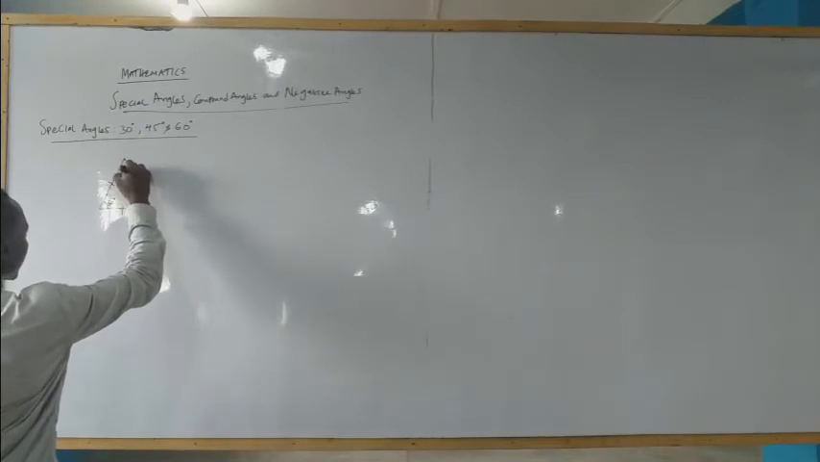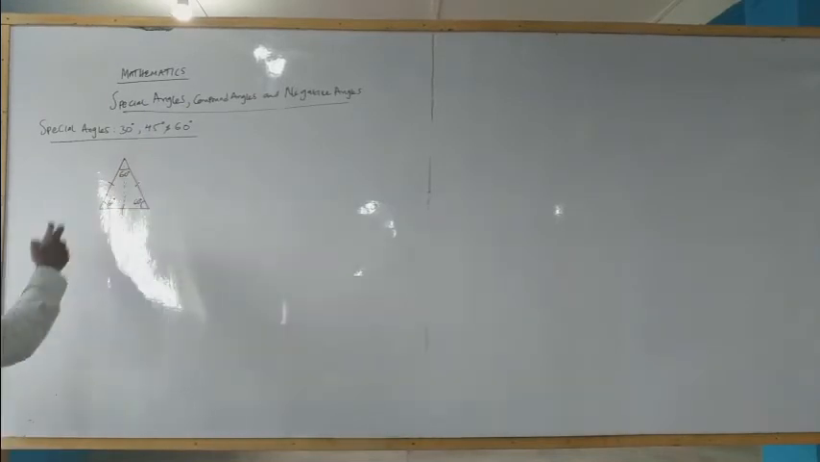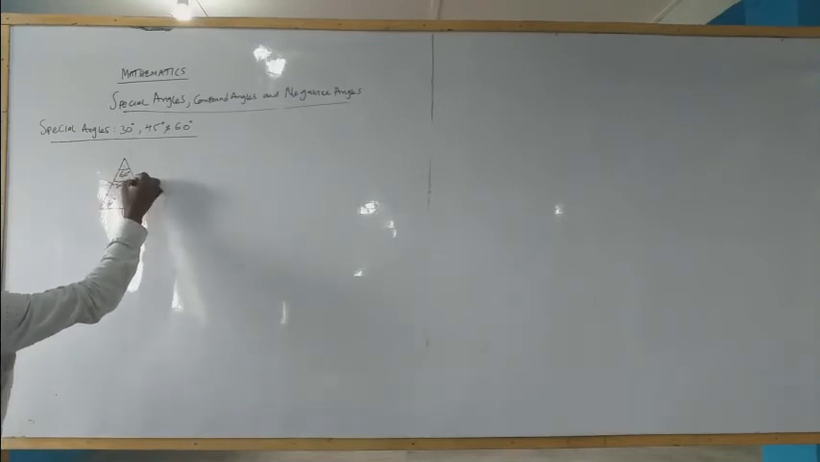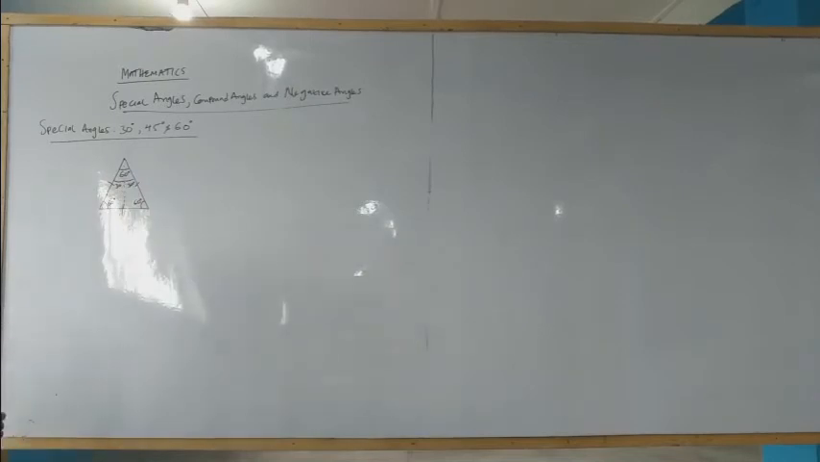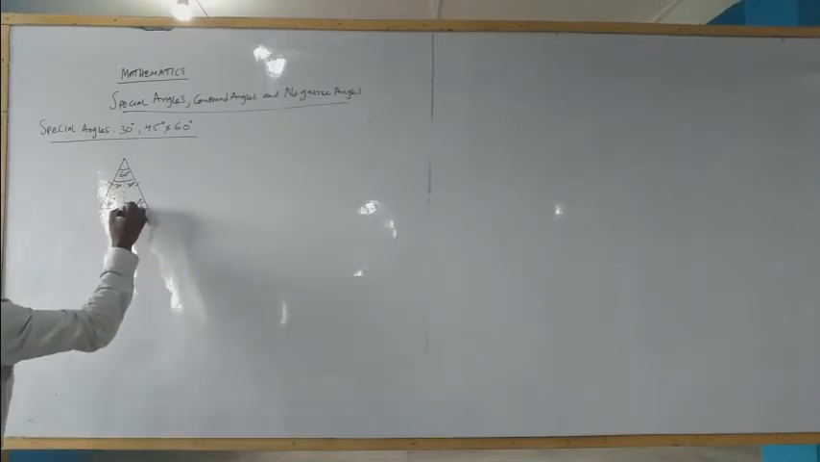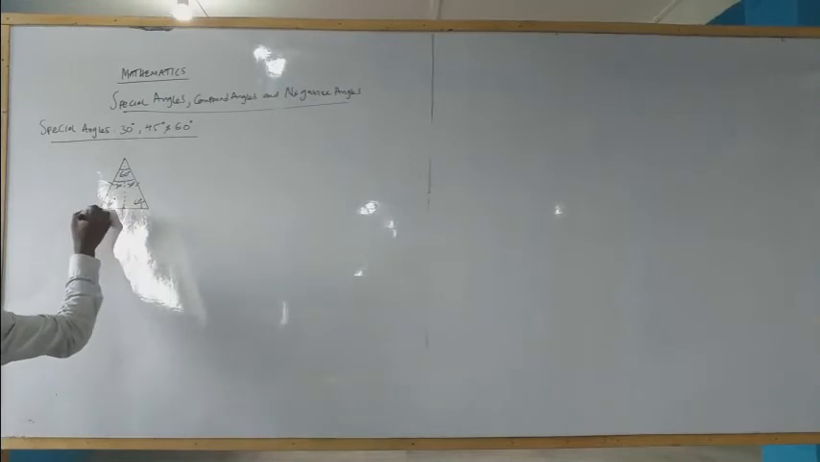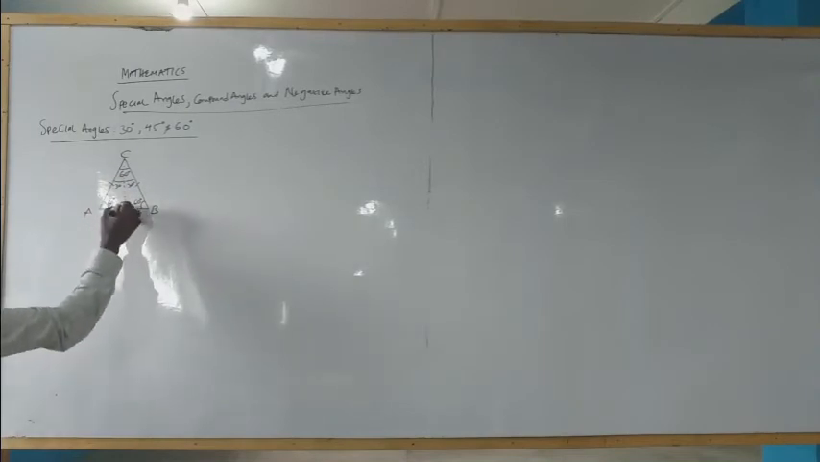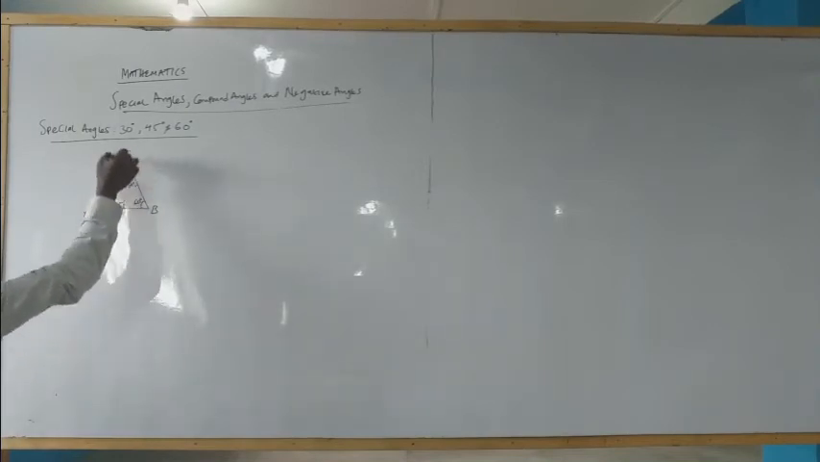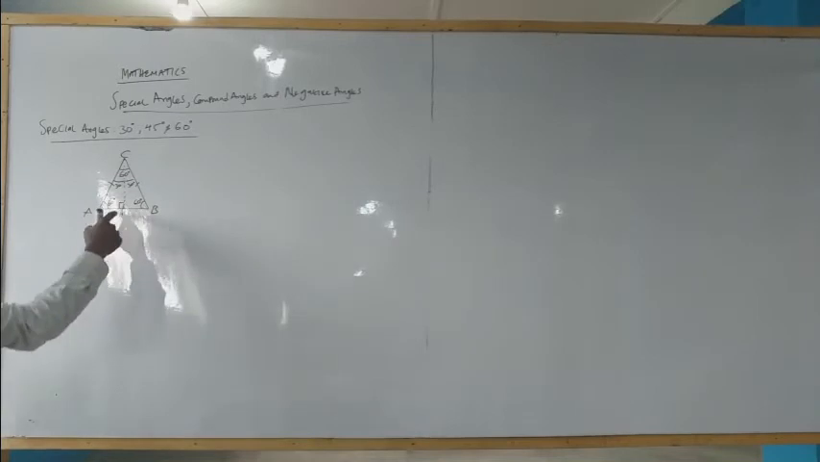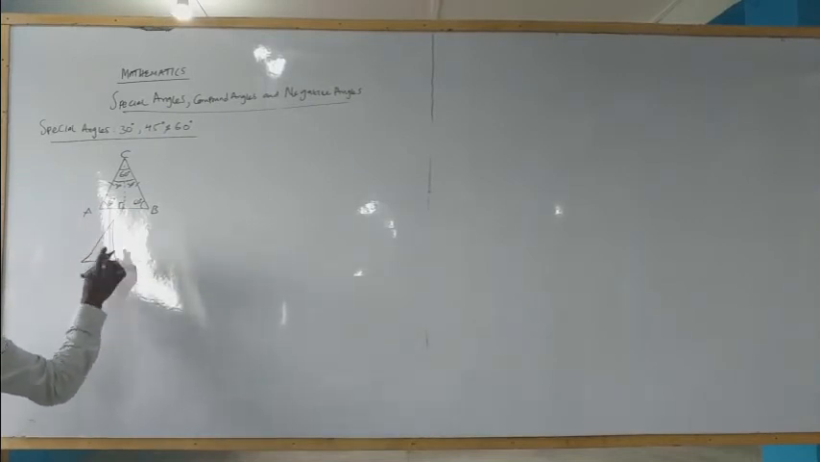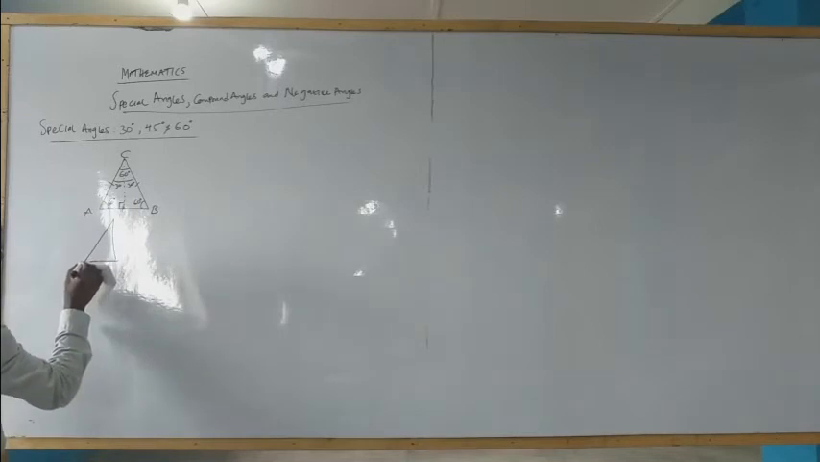I bisect this triangle into two. So this bisector cuts this angle into two, and we have 30 degrees and 30 degrees respectively, making 60. Let's assume the vertices are A, B, and C. Since this is a perpendicular line to the base, the angle here will be 90 degrees. So we have taken one of the right angle triangles.